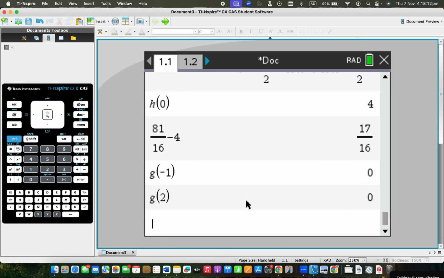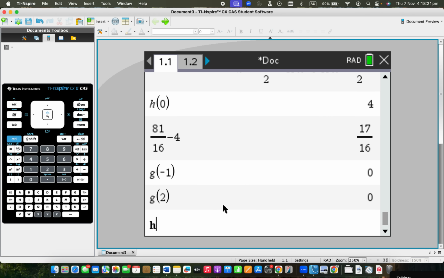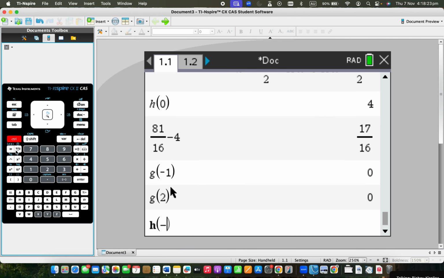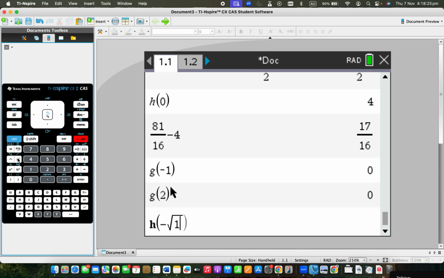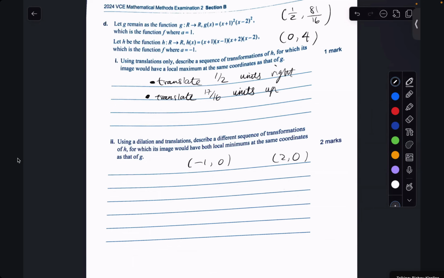And the other one is the minimums of h, which were these weird values. So h of -√10 on 2, which is -9 on 4.